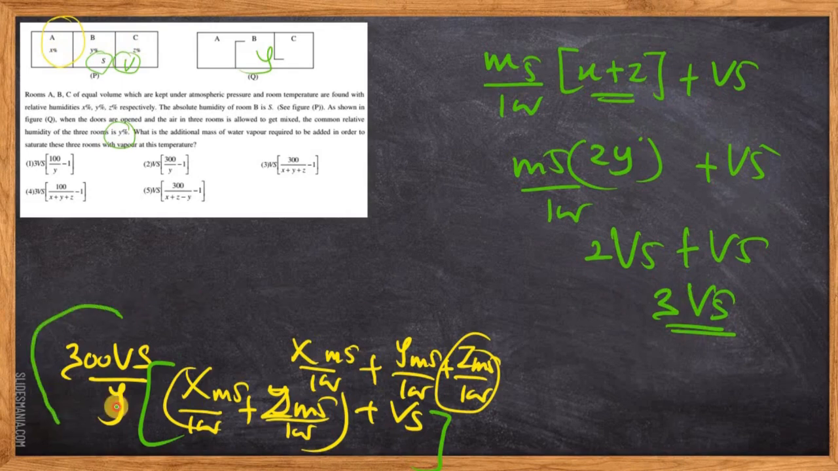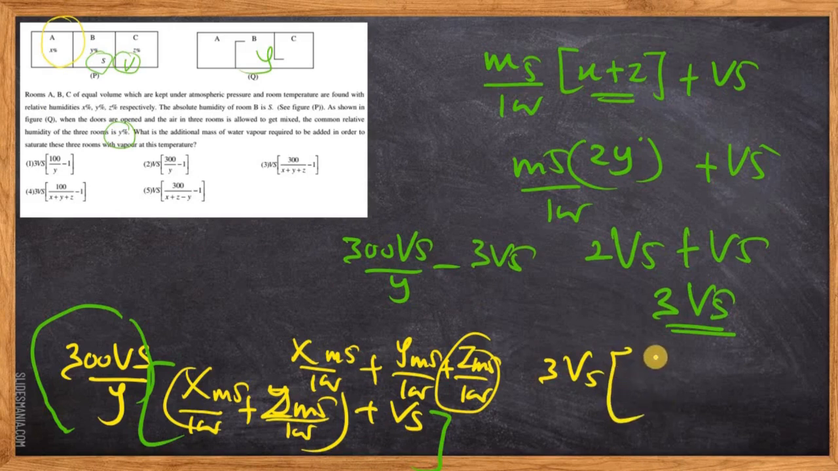So the amount needed to saturate is 300 Vs over Y minus 3 Vs. What we can do is take 3 Vs out, that's common. So inside we get 100 over Y minus 1. That's the first answer.